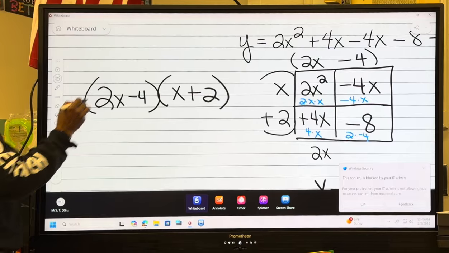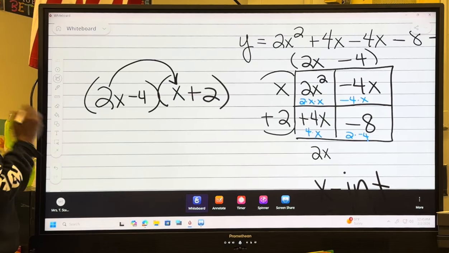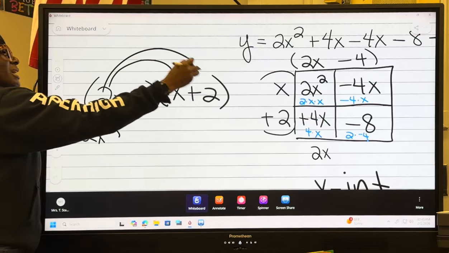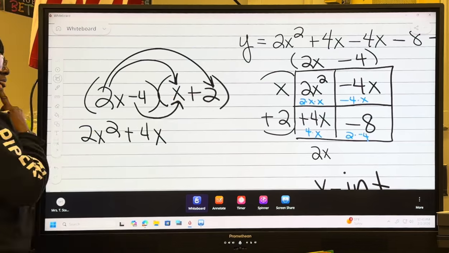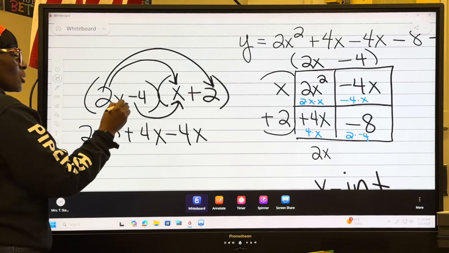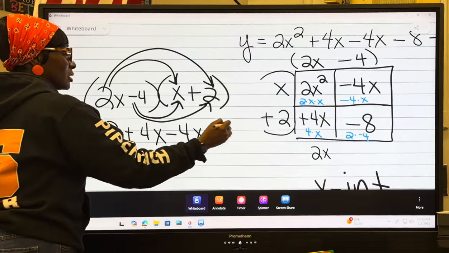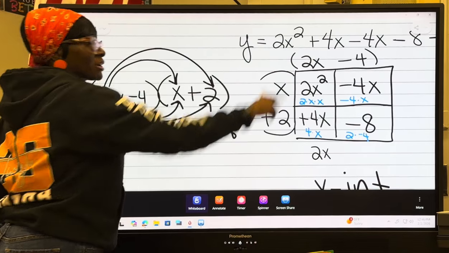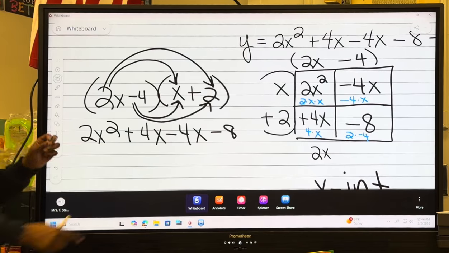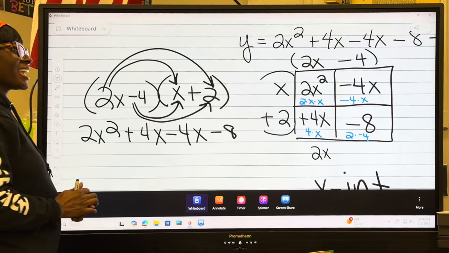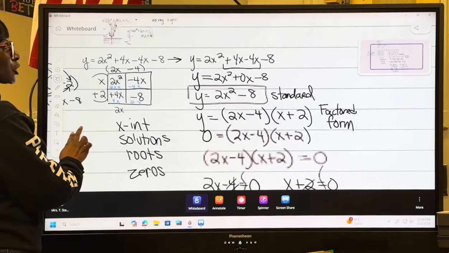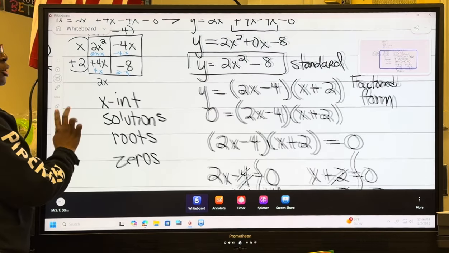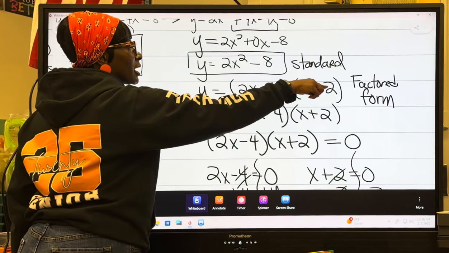Yes? Watch this. Work with me. What's 2x times x? 2x squared. What's 2x times 2? +4x. What's -4 times x? -4x. And what's negative 4 times 2? Negative 8. Do you see that I got the same thing we started with? Yes. So do this factor and this factor when multiplied give me this product? Yes. Are you with me? That's how I know I got the right factors. So now, once I got the right factors, I can take those factors and put them in factored form. 2x minus 4, x plus 2.